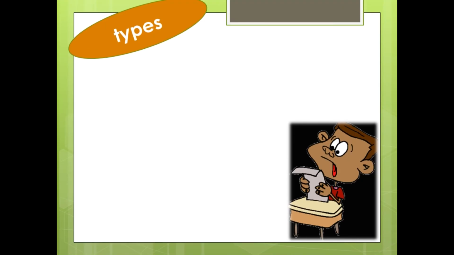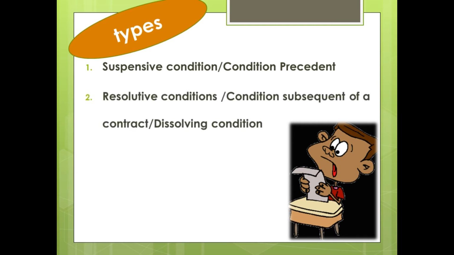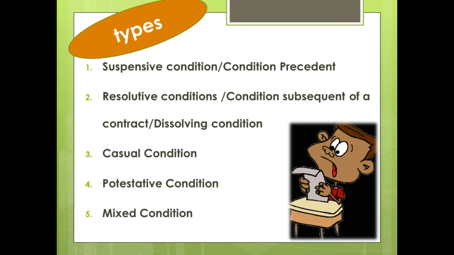So, we have different types of conditions that are given in contracts. For instance, suspensive condition or condition precedent. Then secondly, resolutive conditions or dissolving conditions. Then we have casual conditions, potestative conditions, and mixed conditions. Let me explain each one of them in detail. We are going to start with suspensive conditions.